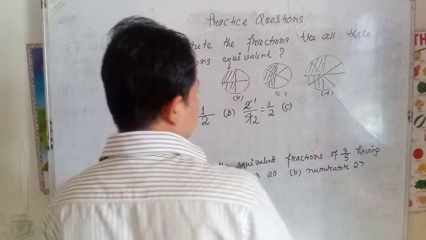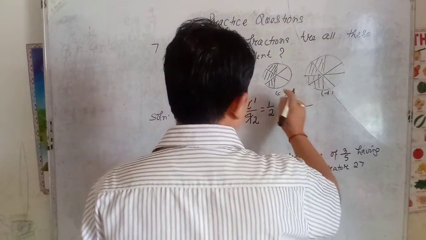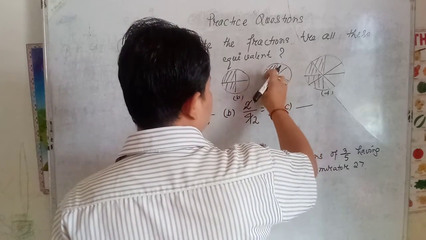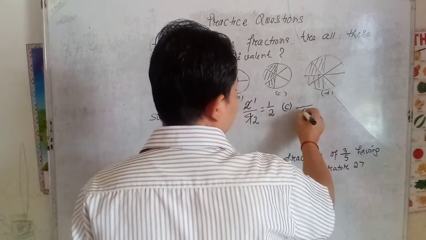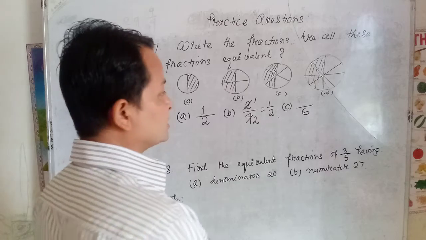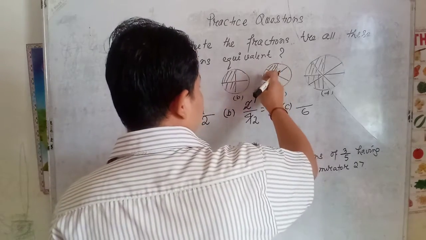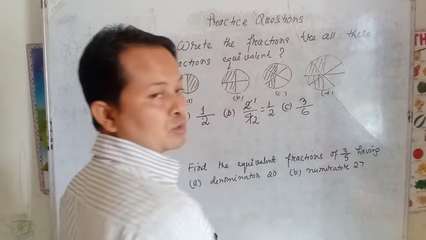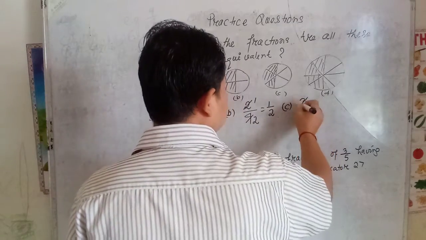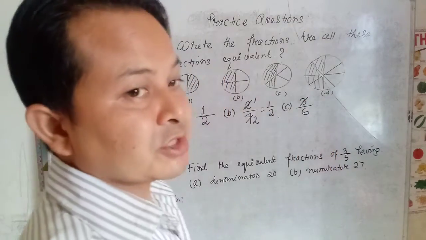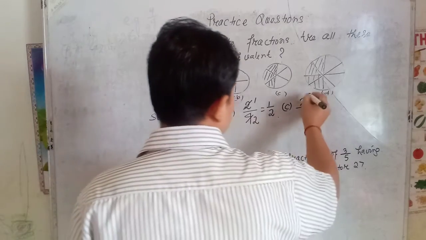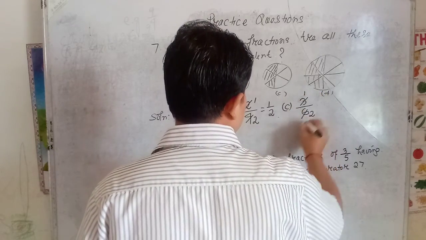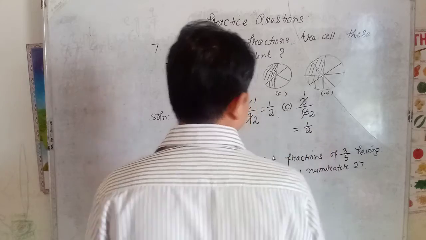In question number C, the whole portion is divided into 1, 2, 3, 4, 5, 6 equal parts. So the denominator should be 6, and the shaded portions are 1, 2, 3. There are 3 shaded portions. So we can convert it into its simplest form, that is 3 1s are 3, 3 2s are 6. That means 1/2.